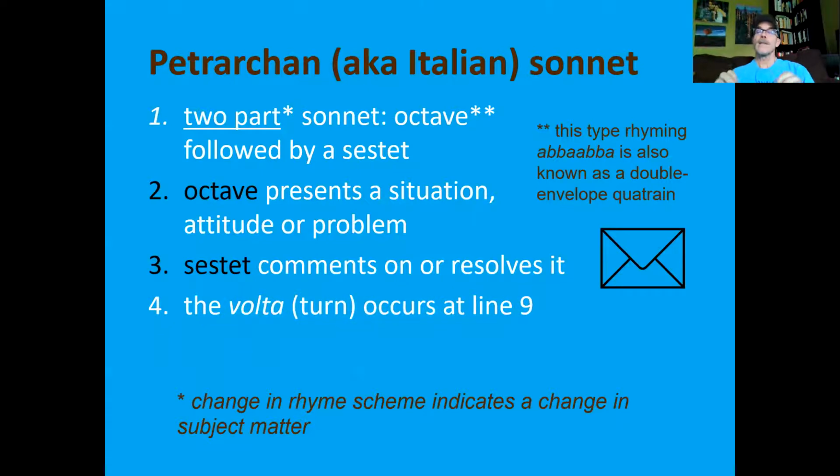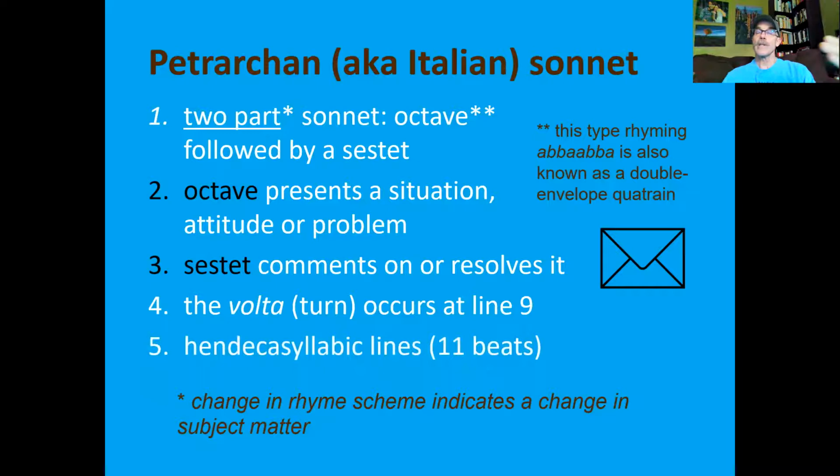Okay, now important concept here. Rhetorically, in terms of the argument of the piece, the volta or turn occurs at line 9, at the end of that first stanzaic form, the octave. Then we have a change in logic. Now the other feature worth mentioning is that the Italian sonnet is written to an 11-beat line. Generally speaking, it starts with a stressed syllable and ends with a stressed syllable.